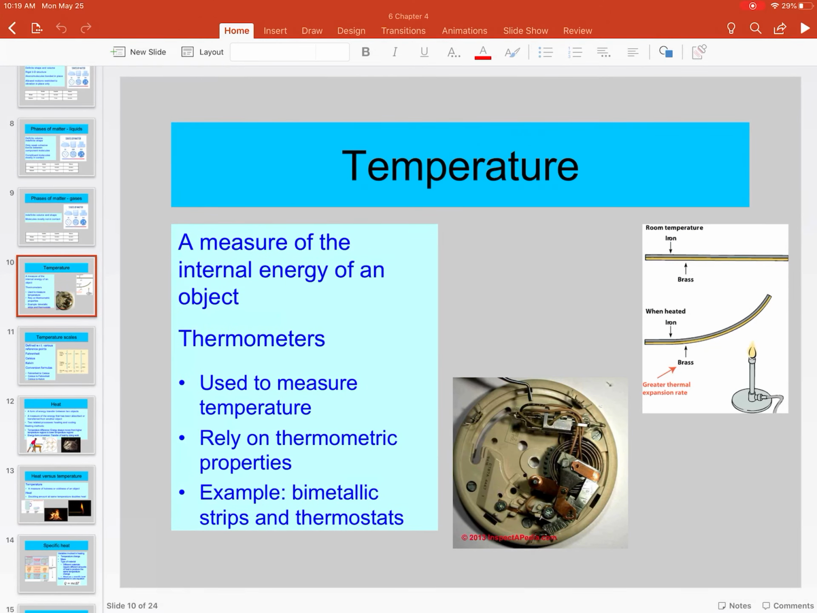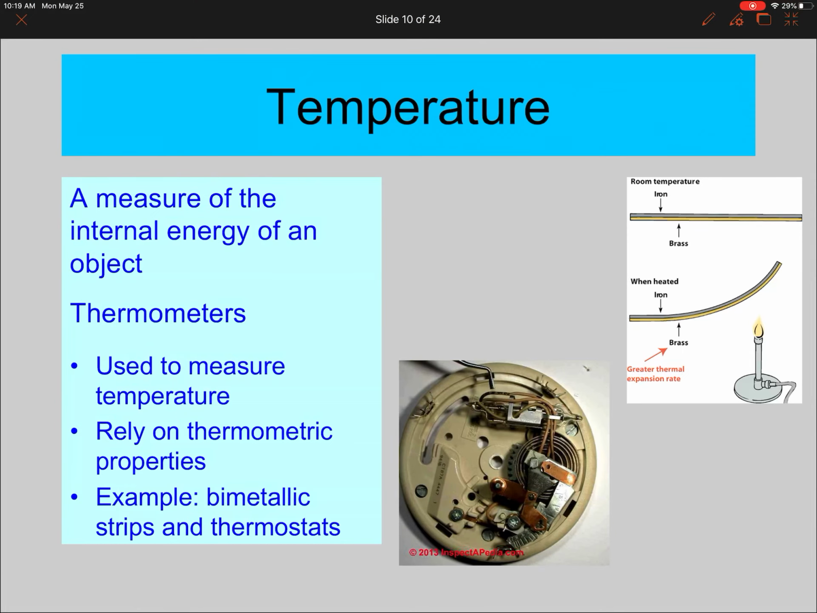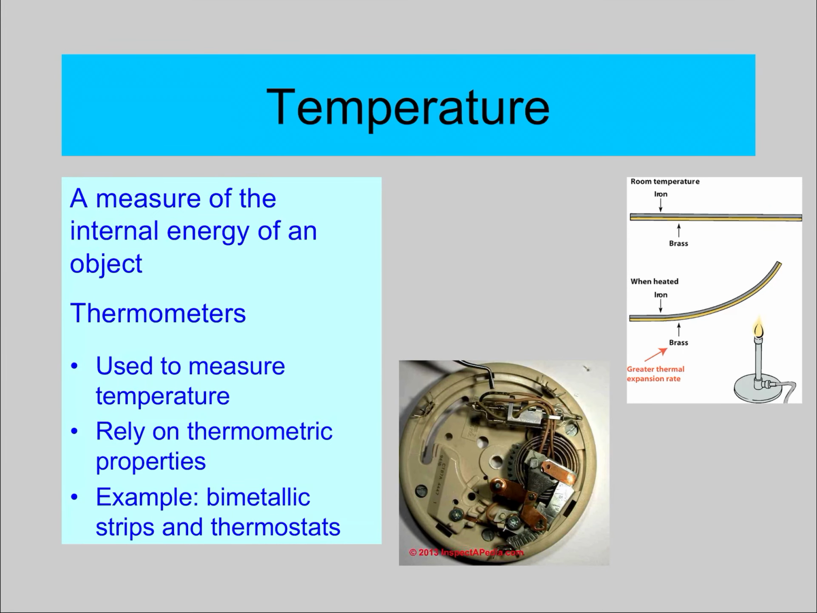So we just finished talking about phases of matter, and now we're going to move on to talking about temperature. Temperature is going to be a measure of the internal energy of an object. Remember we talked about kinetic and potential energy before, which was motion or stored potential. In this case, we're talking about the energy within a substance. So within water, within the metal pot, within a piece of wood. So the internal energy inside.